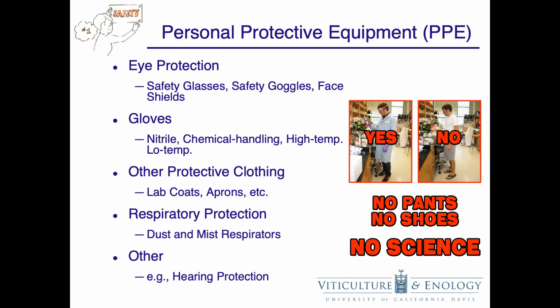Personal protective equipment, or PPE. There are multiple types of PPE to protect you from various hazards. Some examples of these are eye protection, such as safety glasses, goggles, or face shields, gloves such as nitrile, chemical handling, and high temperature gloves, protective clothing such as lab coats and chemical aprons, respiratory protection such as dust and mist respirators, as well as others such as hearing protection. All PPE must be used properly in order to be effective.